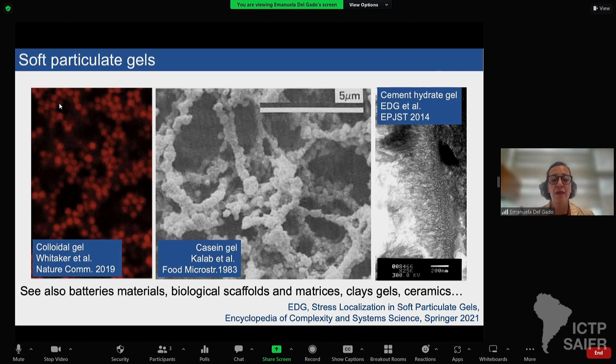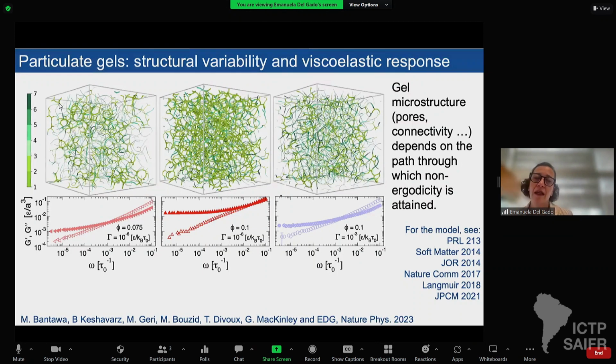And the fact that the material is gelling and is reaching mechanical stability and rigidity doesn't help me to understand something more general about the rheology. So the question that we've asked ourselves is, is this really like that, or is there more that we can try to understand?